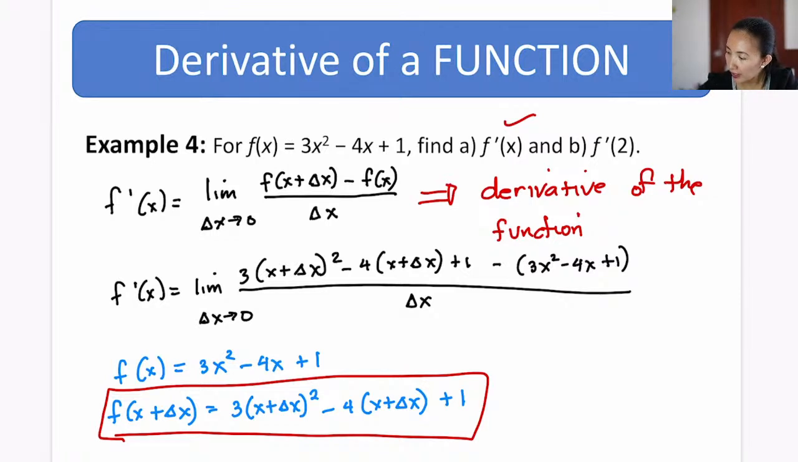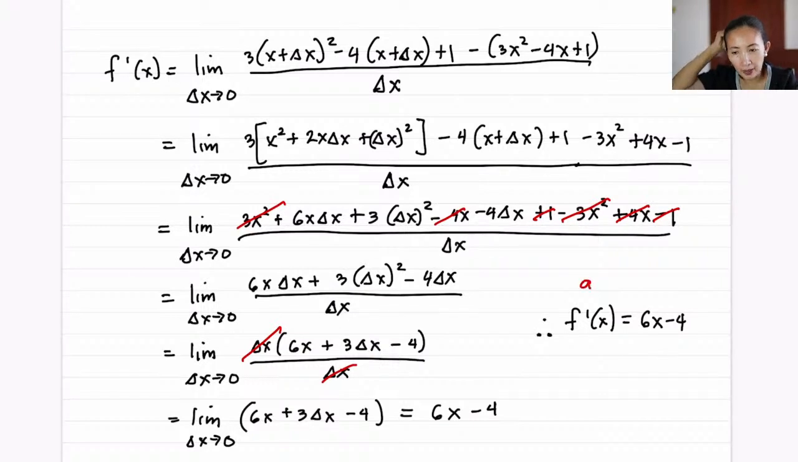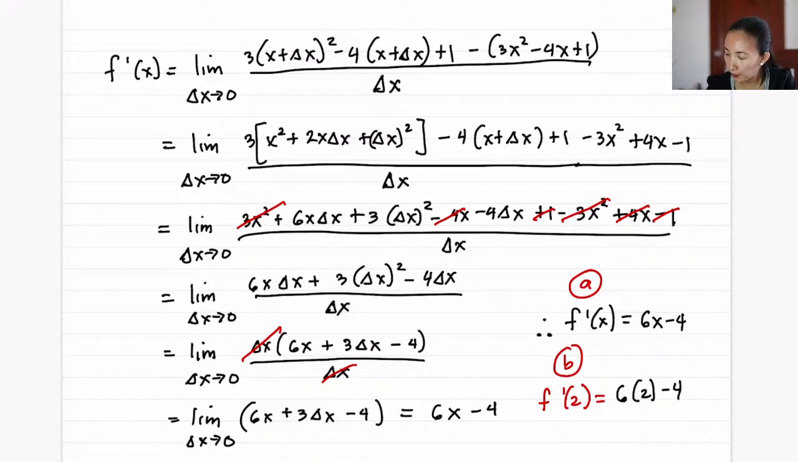And letter B, what is f prime of 2? So ano lang yan? Evaluate lang natin. Okay? So this is in fact our letter A. F prime of x is equal to 6x minus 4. Letter B asks for f prime of 2. So how shall we get this? F prime of 2 will simply be 6 times 2 minus 4, which is equal to, what will this be? F prime of 2 is equal to, what is it equal to? This is 12 minus 4 is 8. Okay? F prime of 2 is equal to 8.